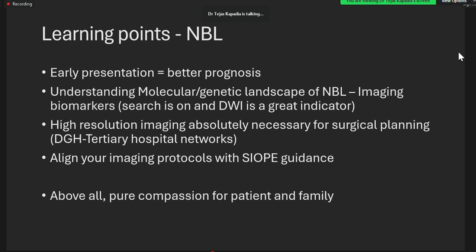imaging protocol should be. And above all, I think it's very important to have compassion for the patient and the family, because it is something which no one expects, and it's a big toll not only on the patient but for the family and friends.